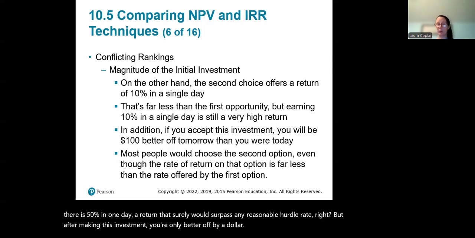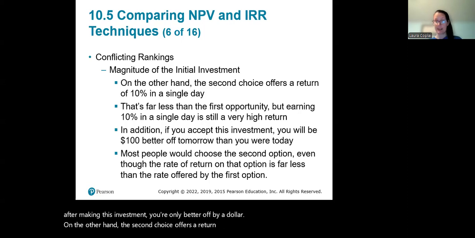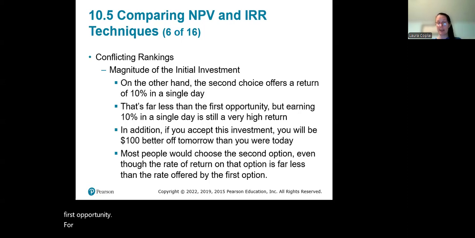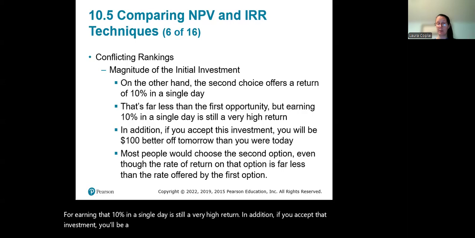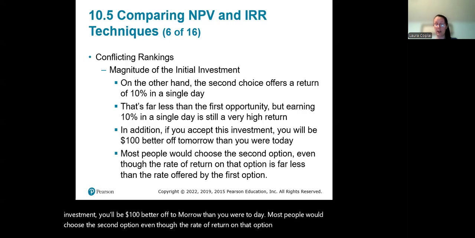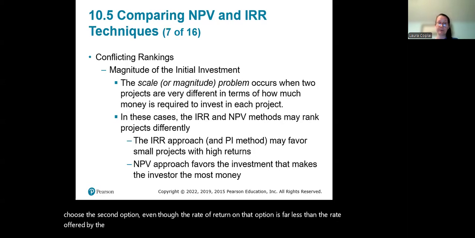On the other hand, the second choice offers a return of 10% in a single day. It's far less than the first opportunity, but earning that 10% in a single day is still a very high return. In addition, if you accept that investment, you'll be $100 better off tomorrow than you were today. Most people would choose the second option, even though the rate of return on that option is far less than the rate offered by the first option.